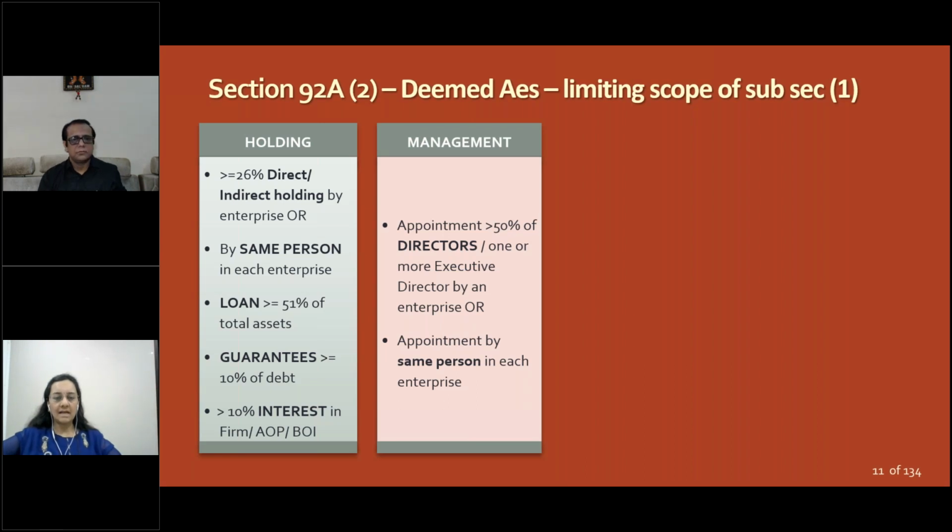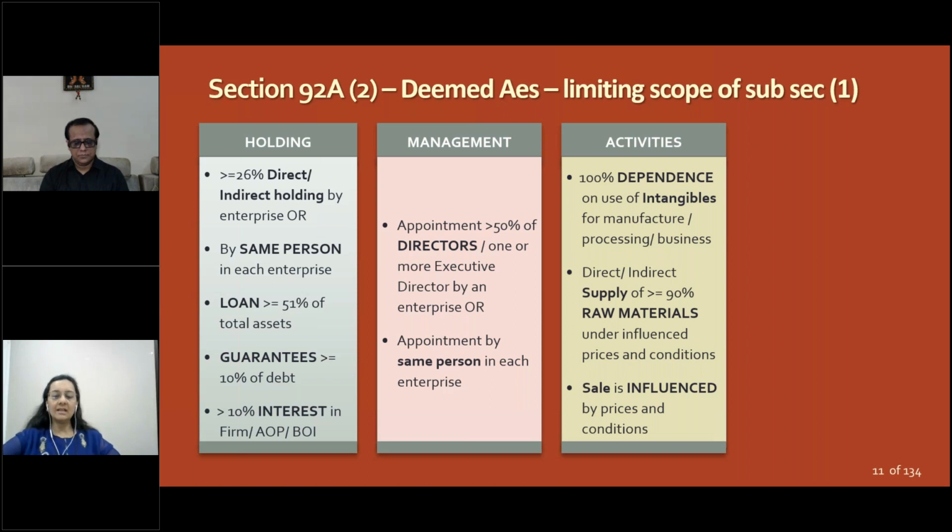What is management? How is control in management? So management says where they can appoint more than 50% of the directors, or when one or more executive directors can be appointed by an enterprise, or either 50% directors or an executive director can be appointed by the same person in both the enterprises or in all the enterprises.